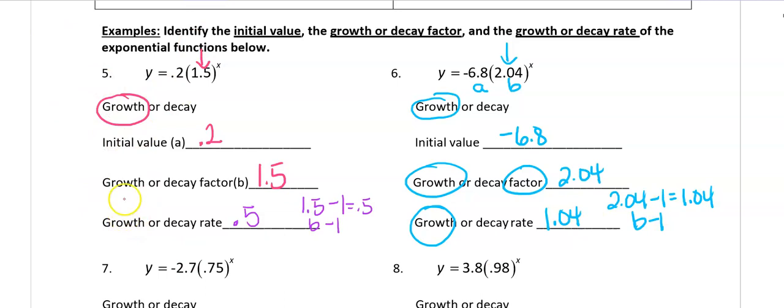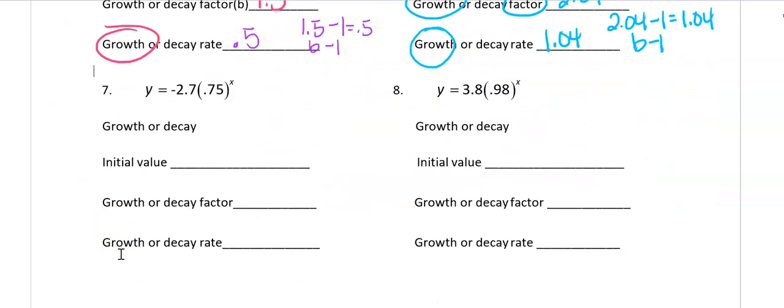We are going to practice this before we go on to anything more complicated, guys. We are going to practice it. All right. So now let's go down here and look at our next one. Is it a growth or a decay, guys? It's a decay because it's less than 1. Our initial value is negative 2.7. Our decay factor is 0.75. I like to look at this as 75 cents.